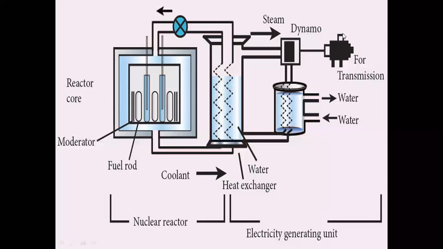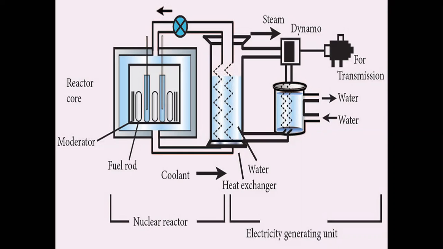So the next component is the moderator. The moderator is used to slow down the high energy neutrons to provide slow neutrons. Most commonly graphite and heavy water are used as the moderator. So this moderator is used to slow down the high energy neutrons. Okay. So the next one is the control rod.